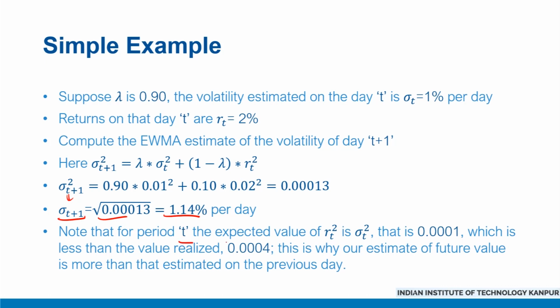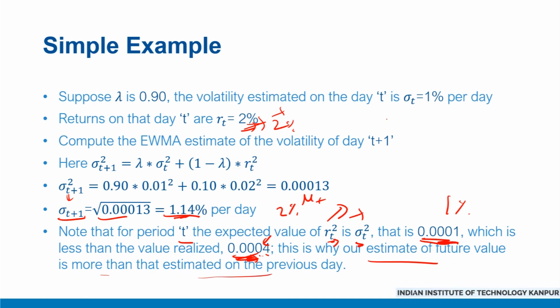So now note that for period t, the expected value of r square t is sigma square t. So the expectation of r square t, or the volatility on the tth day, was 0.0001 or 1%, which was lower than the actual value. The realized or actual value was 2%, that is, in terms of variance, 0.0004. What does this convey to us? From the historically observed lower level of 1%, the volatility has now increased by a shock of 2%. So this r t is like a positive shock of 2%. The volatility on a given day is higher at 0.0004, or in percentage terms 2%, mu t is 2%.